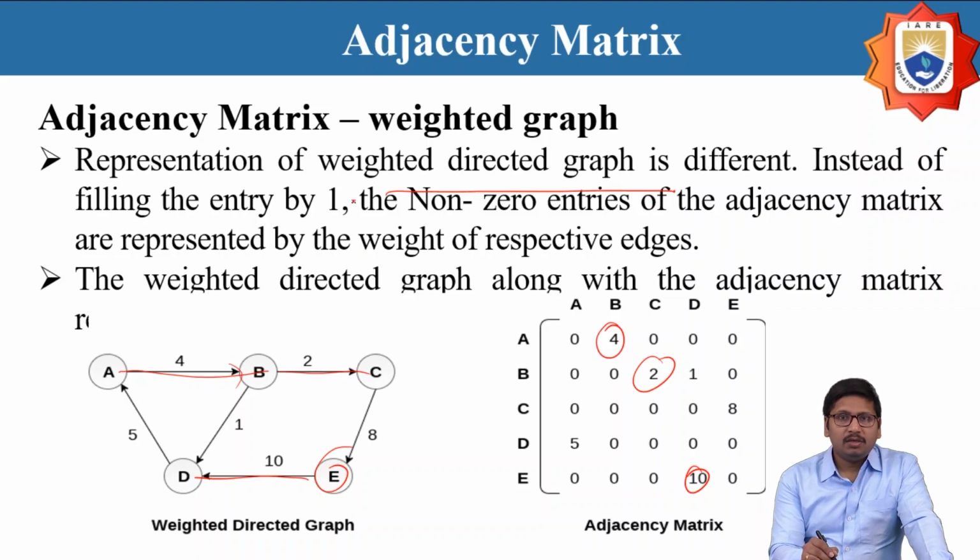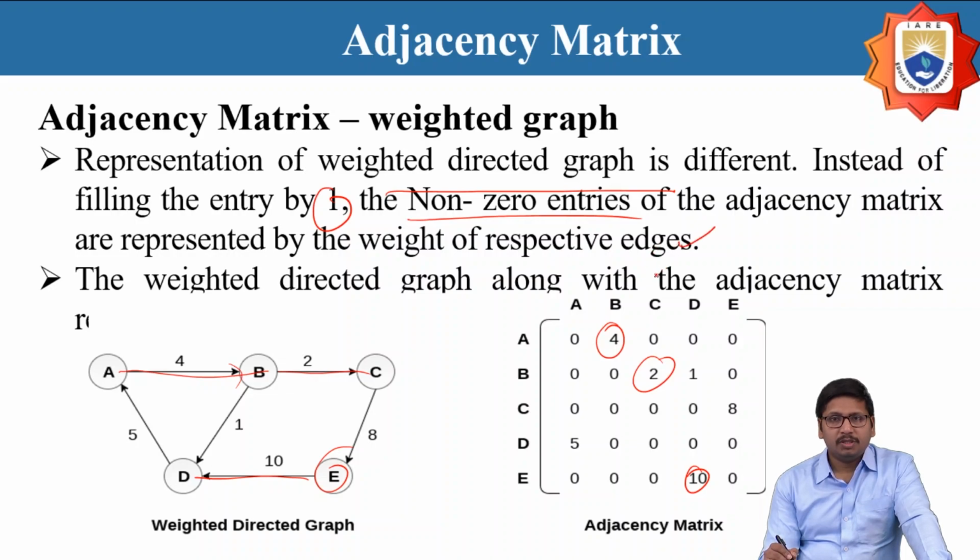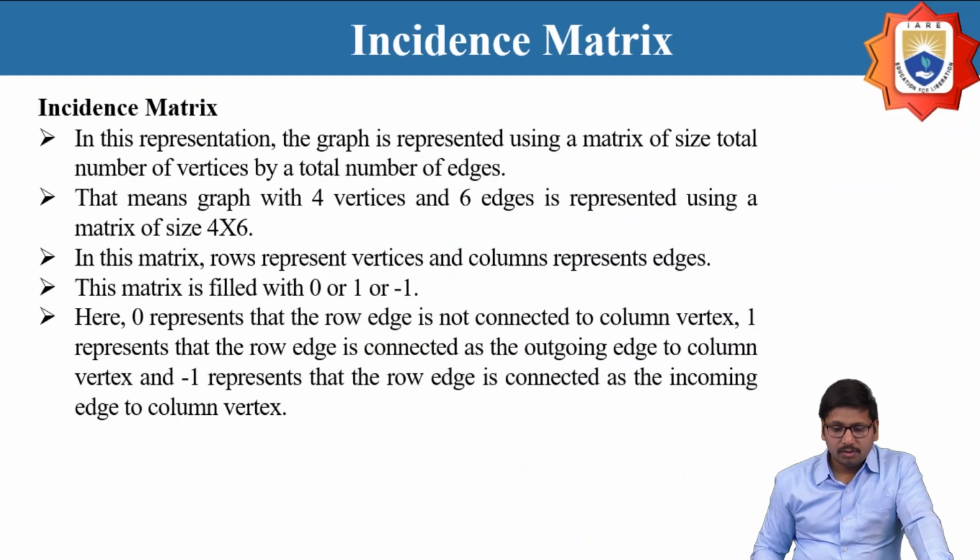The representation of a weighted directed graph matrix is going to be different. Instead of filling 1, the non-zero entries of the adjacency matrix are going to be represented by the weights of the respective edges. And the weighted directed graph is going to be shown like this. And next one is the incidence matrix.